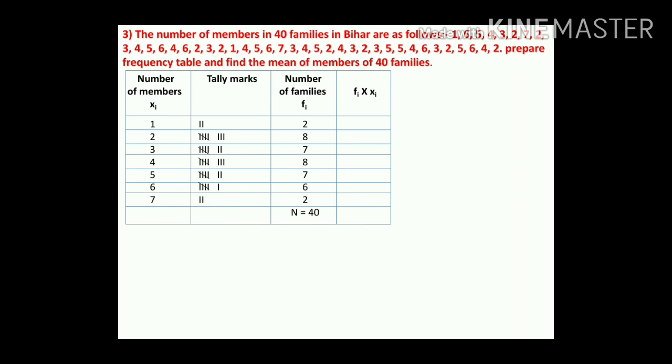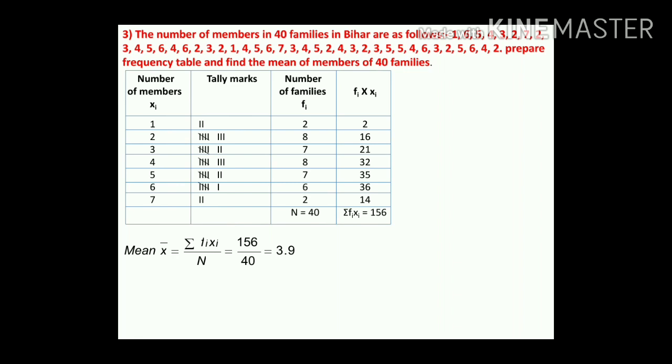Now the next column, fi into xi. Here frequency into number of members. So 2 into 1 we get 2, and 8 into 2 is 16, 7 into 3 is 21, 8 into 4 is 32, 7 into 5 is 35, 6 sixes are 36, 7 twos are 14. Now this total, summation fi xi, equals 156.